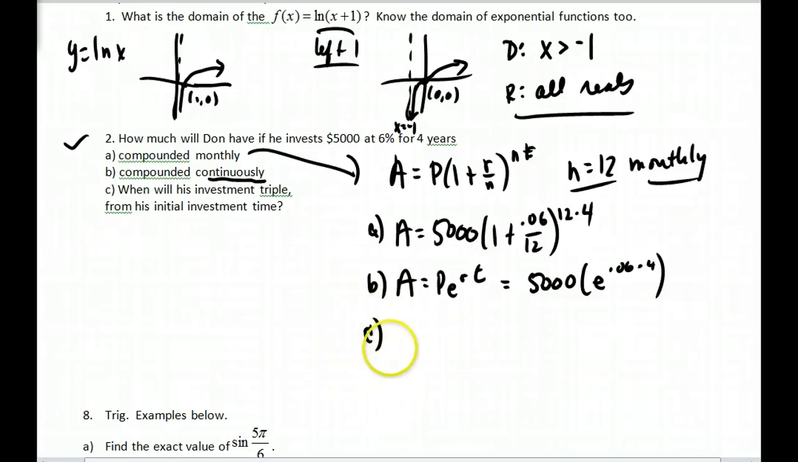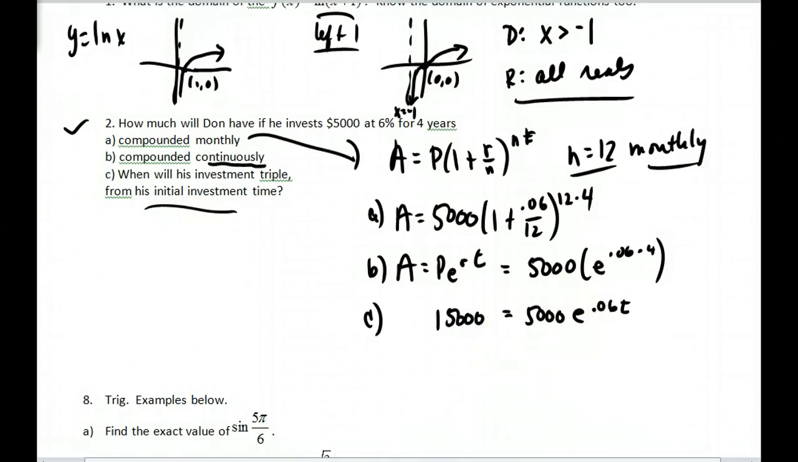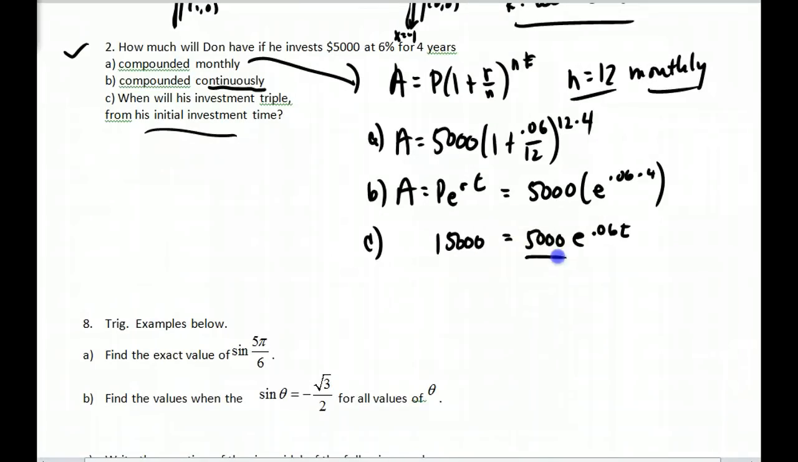When will the investment triple? This is always a tricky one for some students. If I start off with 5,000, it depends which formula you're going to use. I'm going to use the Pert formula. So if I use this formula, 5,000 e to the 0.06 t. We want to find t. When will it triple? 15,000. So if I want to solve for t, what I have to do is get rid of some of these other values. So I'm going to divide by 5,000. And since I'm tripling, look at what number I'm going to get over here. Oh, I'm going to get 3. Oh, that makes sense. e to the 0.06 t.